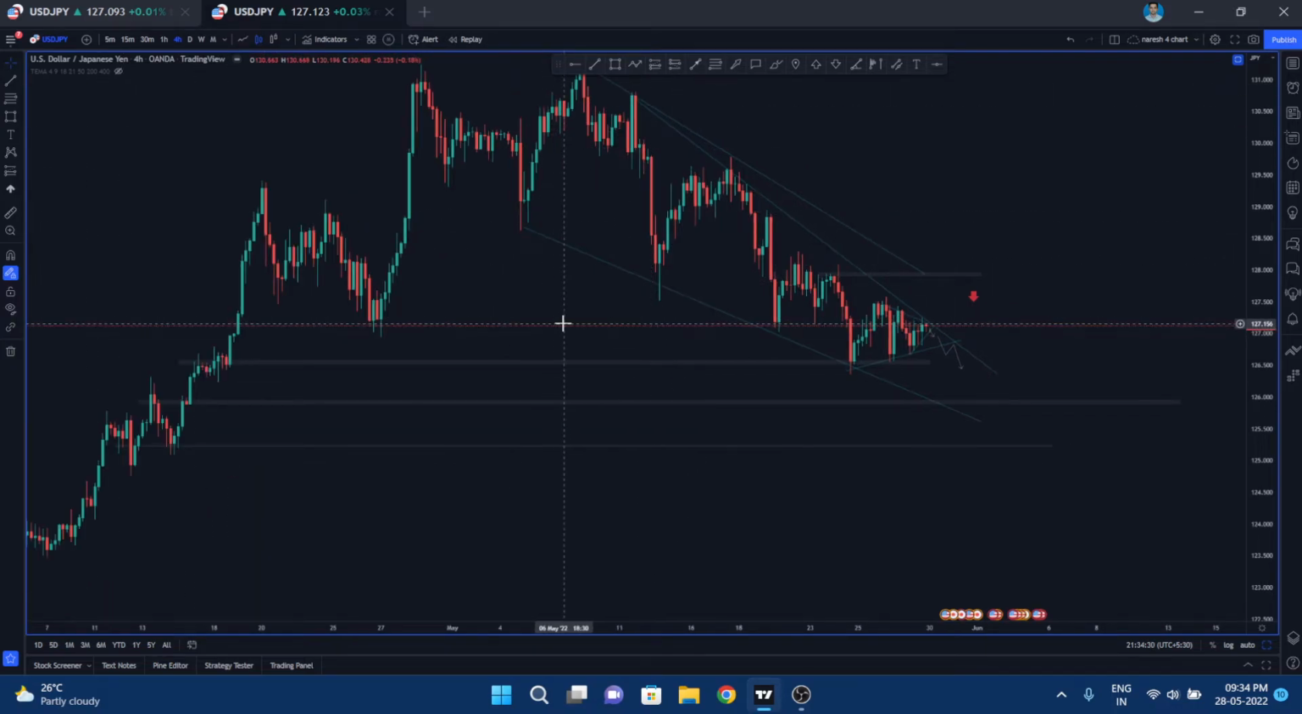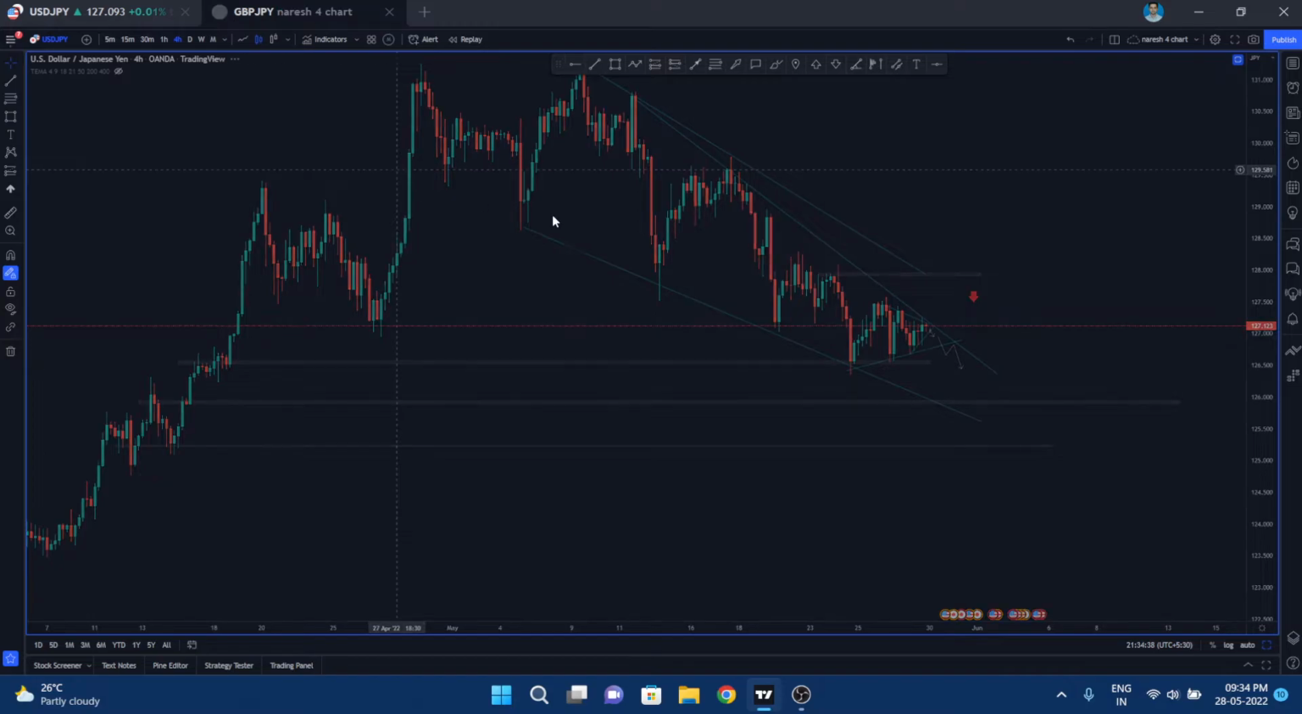I would not suggest going for long entries in USD JPY, because other JPY pairs are more favorable for long entries than USD JPY.